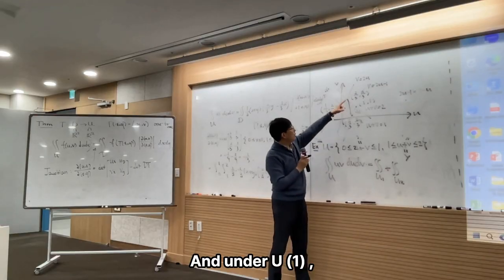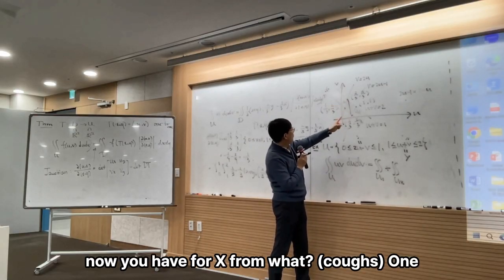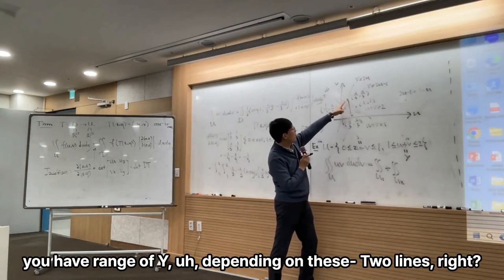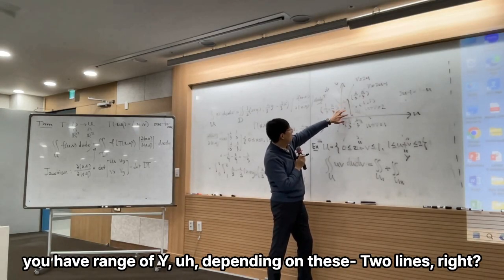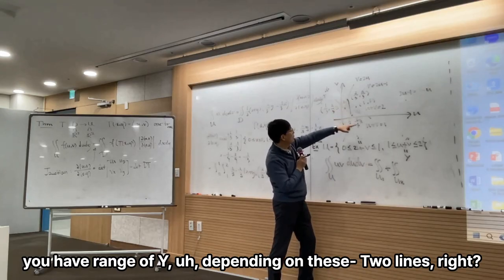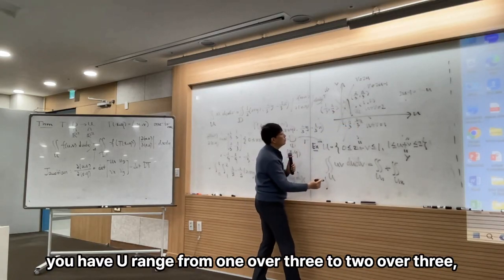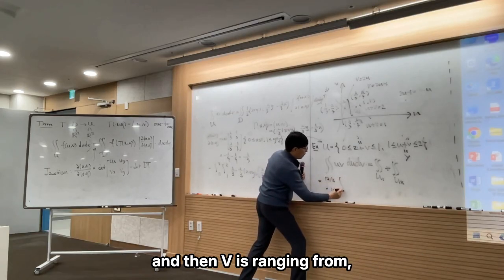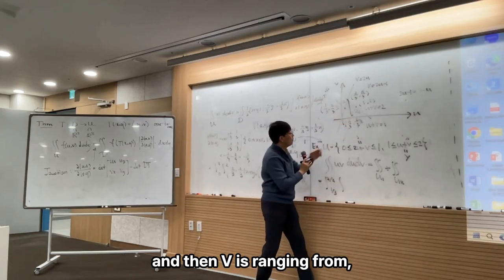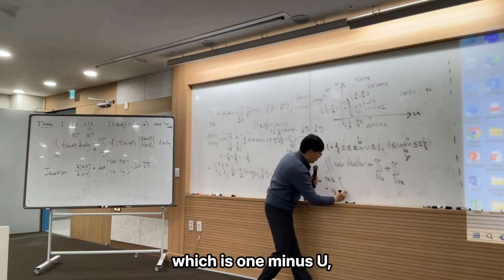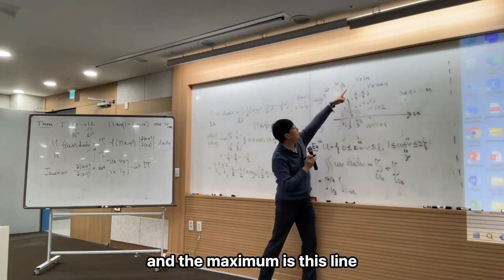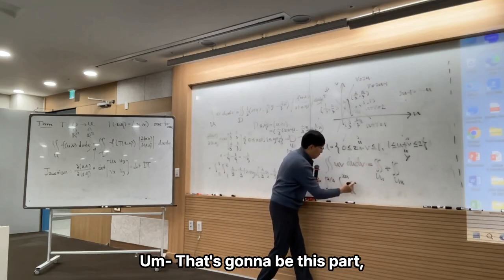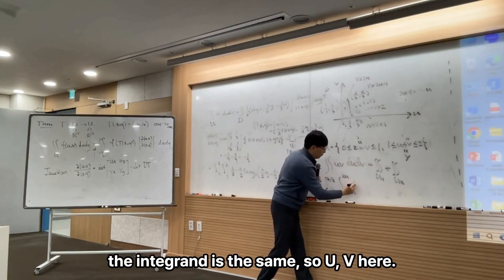For u1, you have u ranging from 1/3 to 2/3, and then v is ranging from the minimum, which is this line, 1 minus u, to the maximum, which is this line, 2u, right? That's the u1 integration. The integrand is the same, uv.